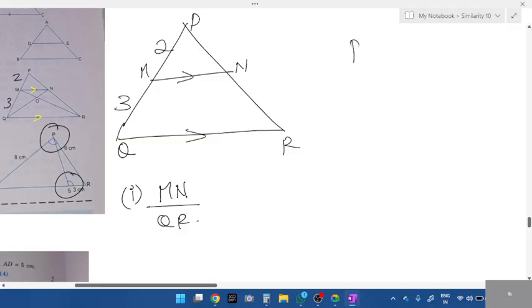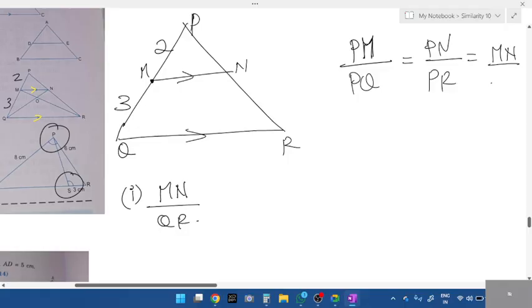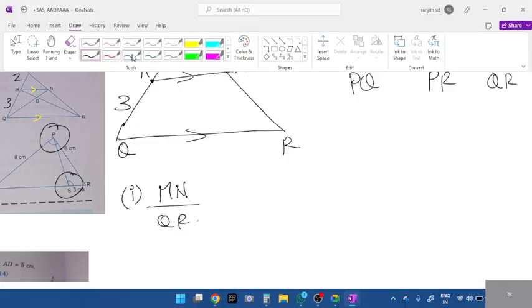What is BPT? PM divided by... you should take half length or full length. Left hand side, half length or full length. PM divided by full length PQ is equal to right hand side PN divided by PR. Then what is the parallel line? MN divided by QR. This is parallel line concept.